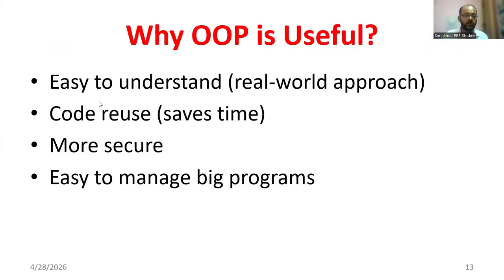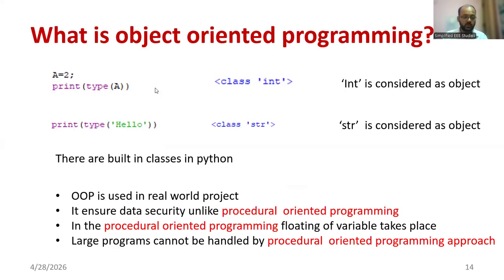Why is OOPS useful? Because it is easy to understand, because it's a real world approach. Now itself you might have understood that car is an object. Car is derived from the car class. Correct. Design. Car class design is actually the class. From that, car is the real thing that is getting derived. Code reusability. So of course that will save time. It's more secure. You might have heard about encapsulation, data privacy, data security. Easy to manage big programs. That is the main advantage of OOPS.